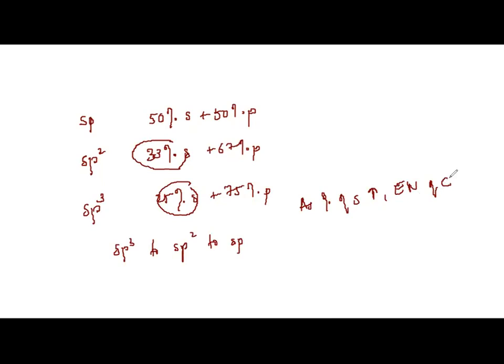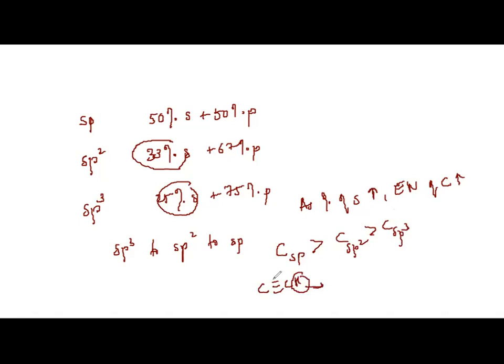So electronegativity of carbon increases as the percentage of S character increases. And you know that the percentage of S character is more in sp than compared to sp2, than compared to sp3. So here this carbon becomes more electronegative. That's the reason, when we speak of this carbon, the triple bonded carbon, the hydrogen attached to this carbon becomes more acidic. It can be replaced very easily.